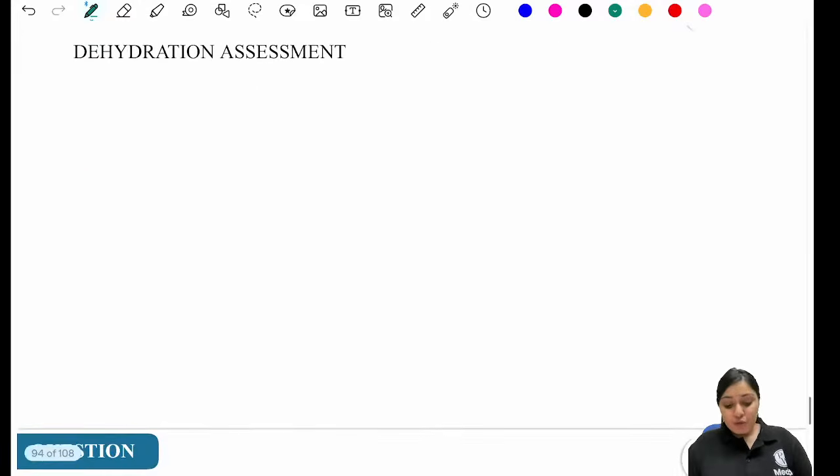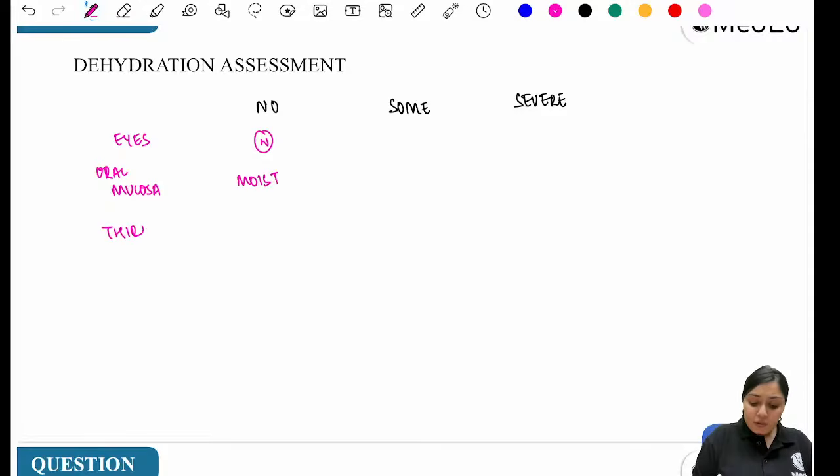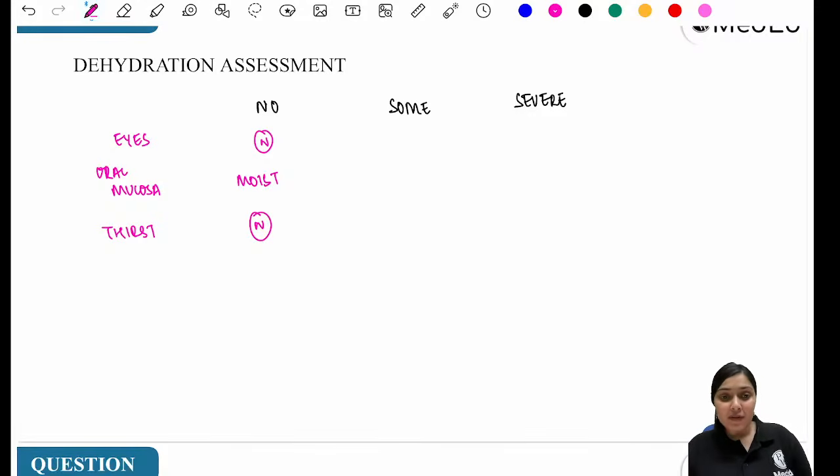Let's understand. So firstly, you need to understand the dehydration assessment. Either the child won't be dehydrated, that is no dehydration, or the child will have some degree of dehydration, or the child will have severe degree of dehydration. So if I look at a child with no dehydration, here his eyes would look normal to me. The oral mucosa here would be moist. His thirst would be normal. That means if I offer water to this child, the child will very calmly, gentleman-like drink that water. Right? So the thirst is normal. Just there is some ongoing losses.